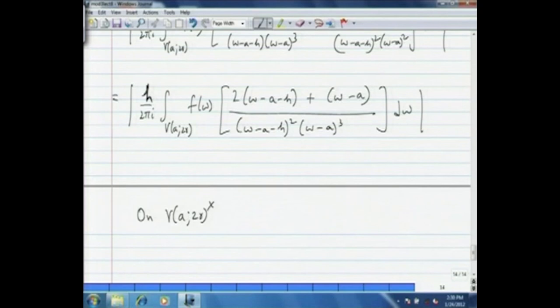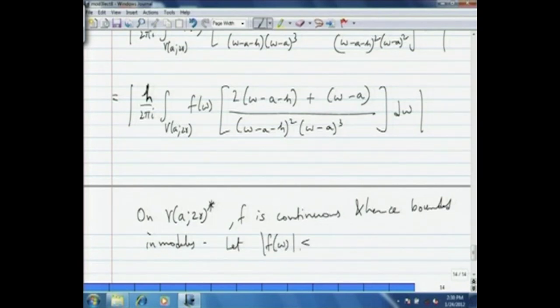and say that on gamma a to r star, f is continuous, f is a continuous function, and hence bounded in modulus, like in the proof of the previous theorem. Let the modulus of, rather w, I am using w here, f of w in modulus be less than or equal to m for w belonging to gamma a to r star. So, a continuous function on a compact set is bounded.